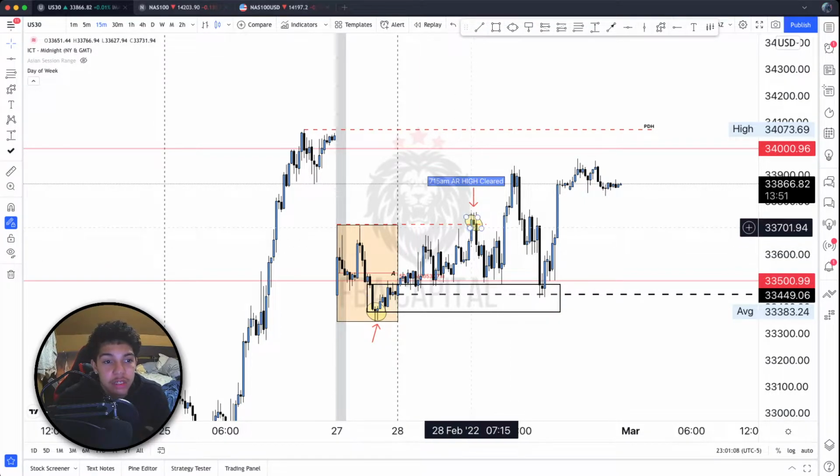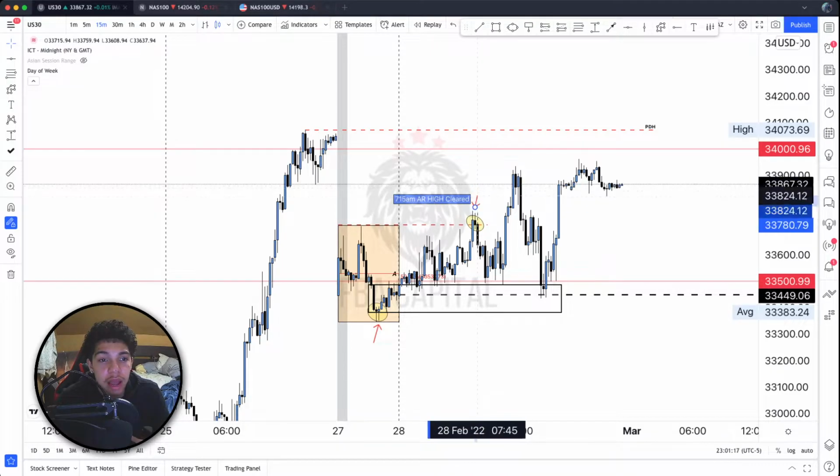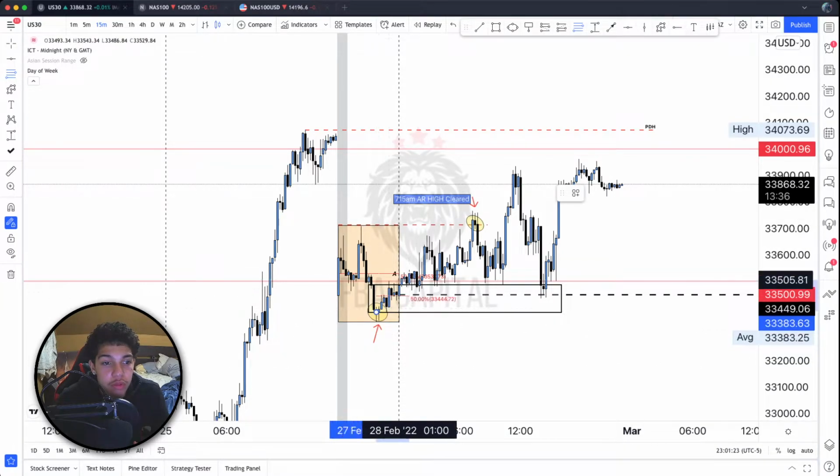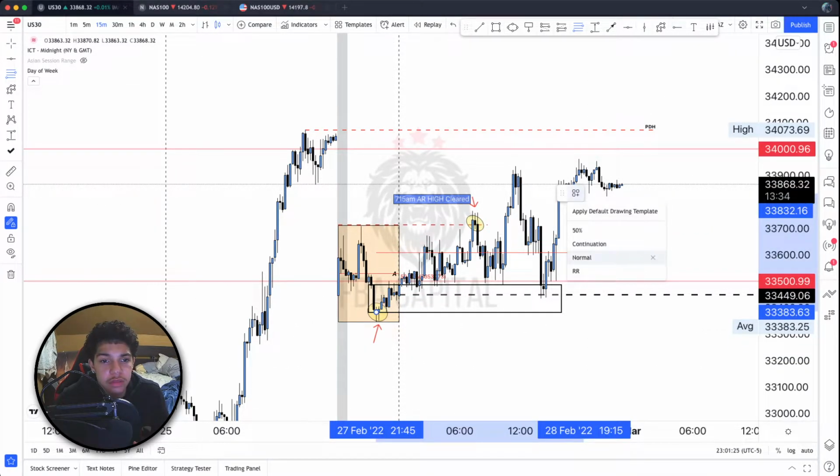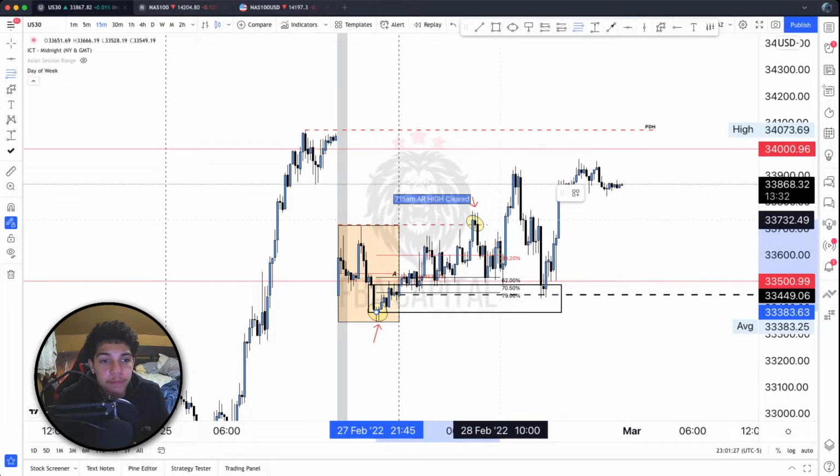So after we cleared this high during the New York session, I was overall anticipating price to have this pullback to potentially go higher. So where did I draw my fib? From this low that was made during the Asian session to this high up here.